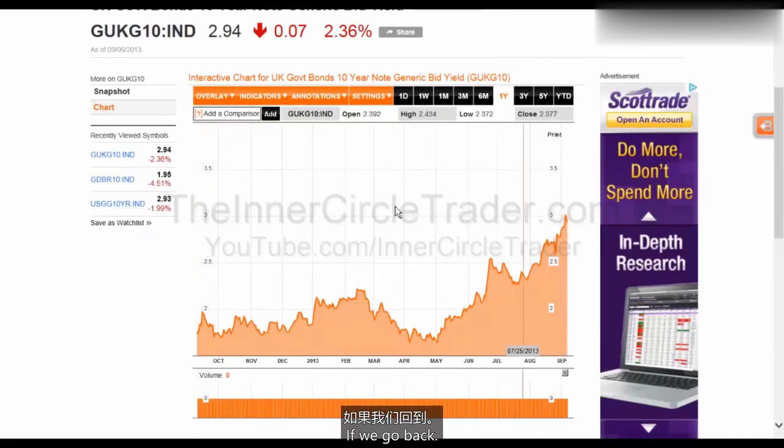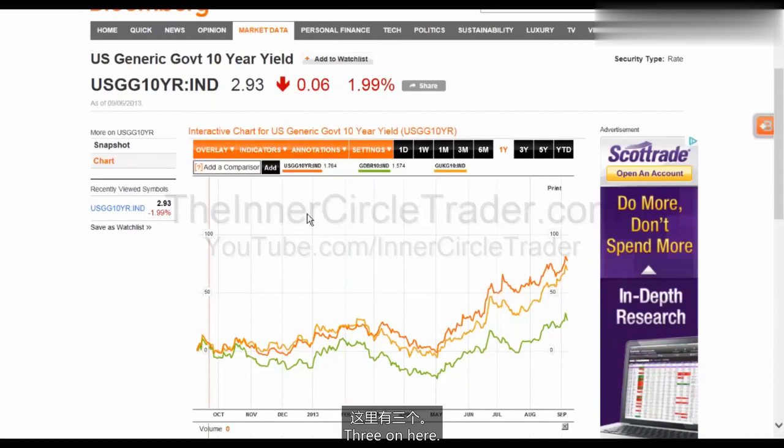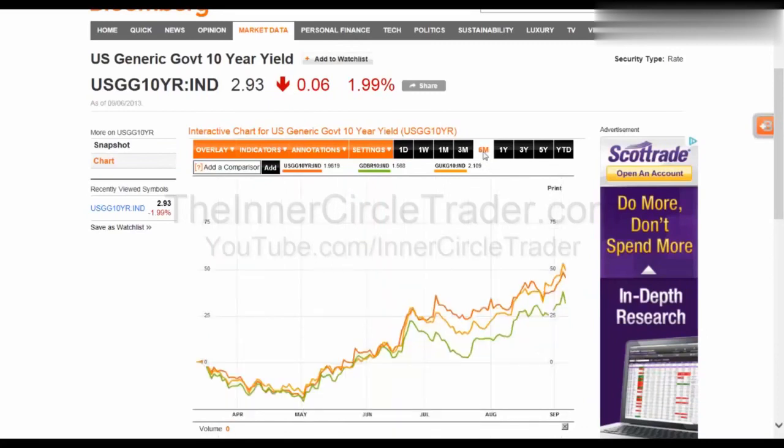So now if we go back to the first chart where I already have the US and German, I'm going to paste the UK, and by having the 3 on here, you can see now the orange makes a lower low than we had here. The red makes a higher low, and the green makes a lower low. So there's a divergence between the 3. Okay, and if I go to a 6-month, now you really can't see it. It's got to be seen in 1 year.